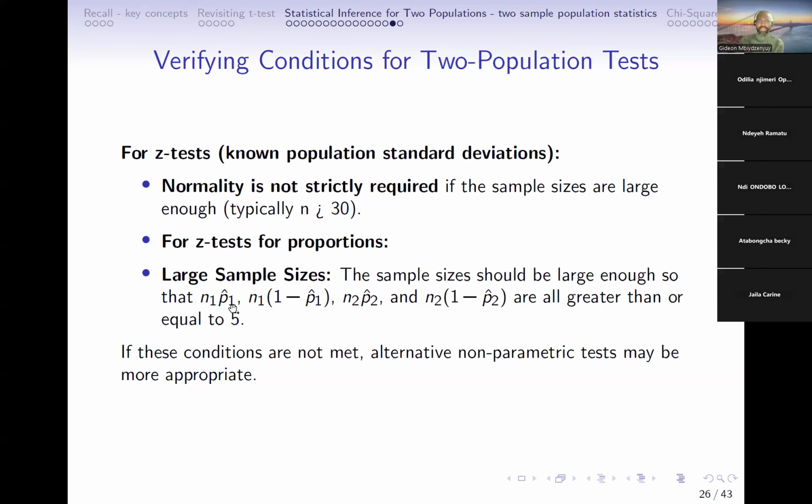So if you're dealing with proportions, you have a different test. And if you're dealing with the t-test, you use this fact that n is greater than 30.